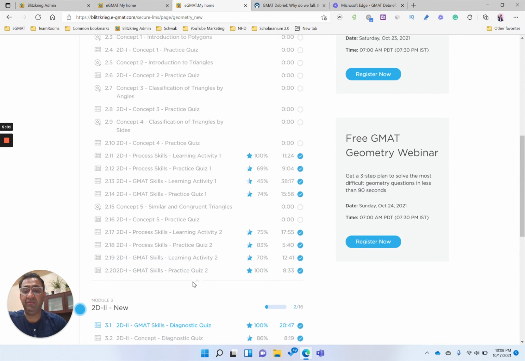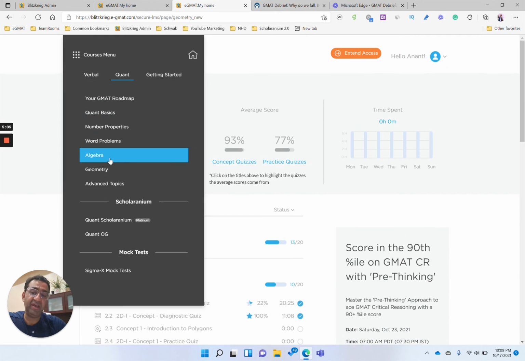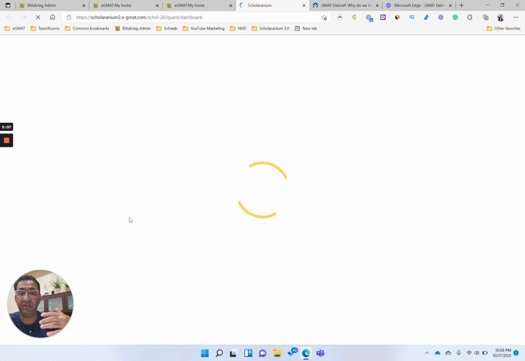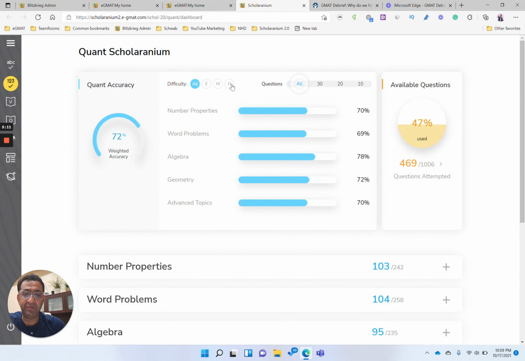Again, look at those excellent scores in GMAT skill files. Similarly, he did other aspects of the quant course, and as a result, he was able to do extremely well in quant Scholarinium. Again, very similar metrics. Let's move on to the hard questions. Look at the accuracies, and they're all above the threshold, again indicating that he's a Q48, Q49 kind of student or so.